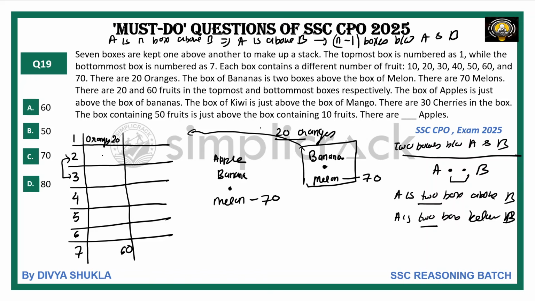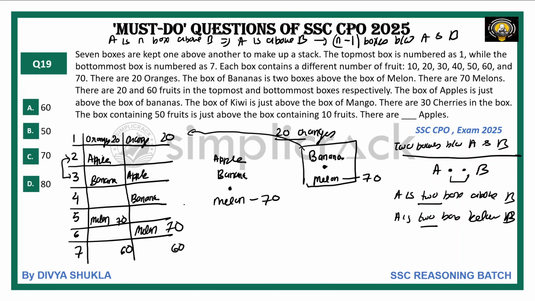Kiwi is also just above mango, but right now in this we can't place it. So what we can do, we can make some cases here. I'm writing apple here, then banana here, leave one box, and then I can place melon here. But there is also one other possibility in which I can say orange is there 20 and this is 60. But this time I am saying that apple is starting from here, that is apple, banana, and melon 70. These two possibilities are there.